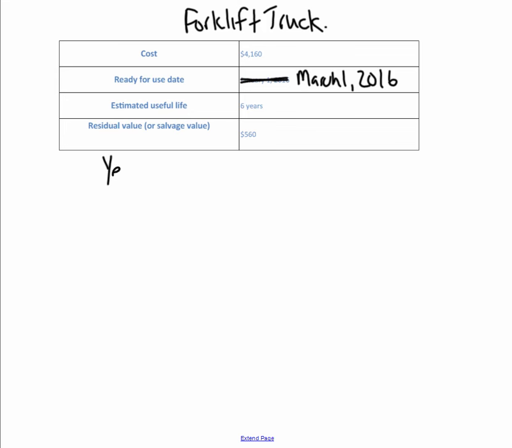So, when is our year end? Notice we need an additional piece of information. We always need to know our year end. So, our year end is December 31st every single year. Notice that in the first year, we did not use it for 12 months. Instead, what did we use it for? We used it for March, April, May, June, July, August, September, October, November, December. We used it for 10 months.